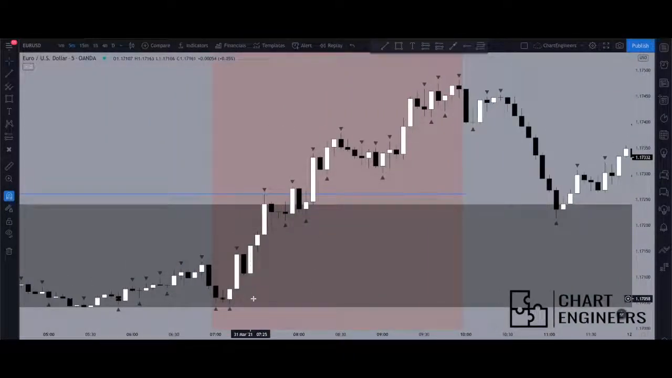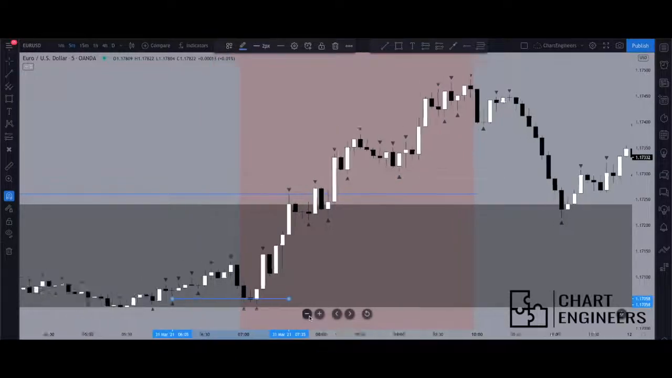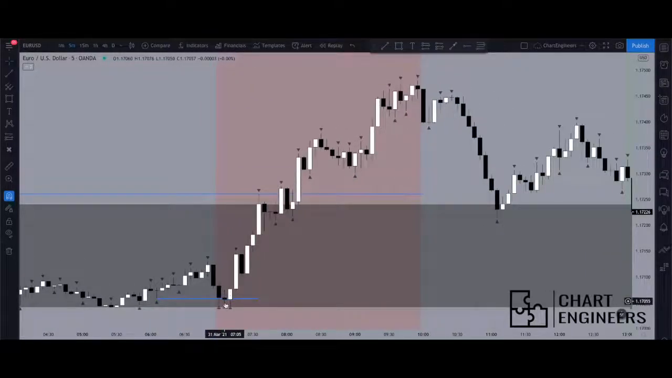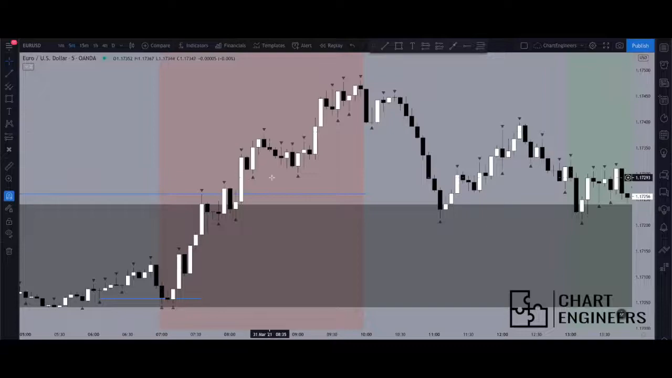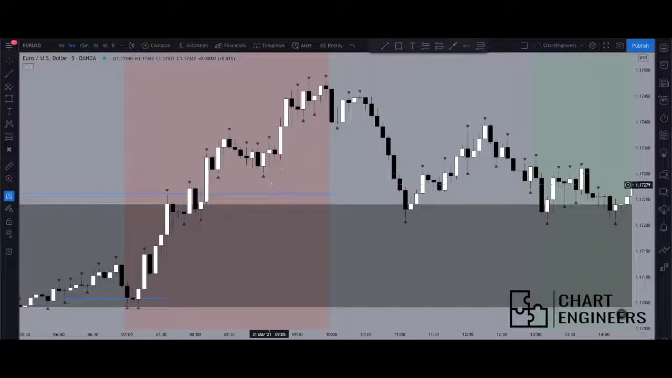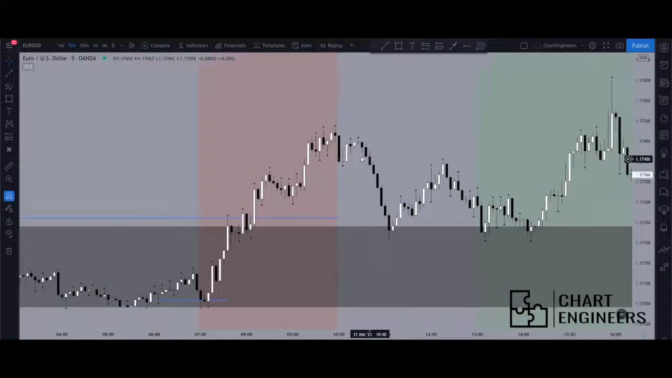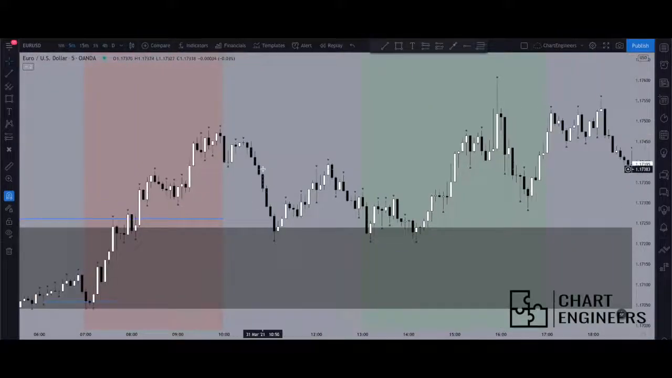So no raid here because this candle closes below the raid line. So close it below, so I wouldn't count that as a raid. Then no raid over here and no raid over here. So you just gotta be patient, just wait for your raids. So for London session we get no trades. No trades on this day.